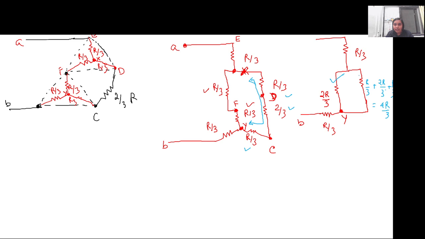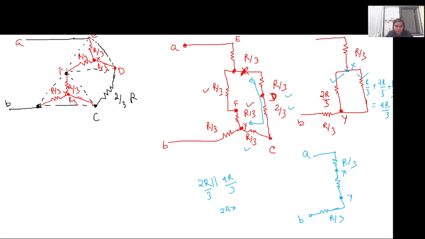Now this branch and this branch are in parallel. So the equivalent resistance will be R by 3. Now these two parallel branches and the remaining R by 3, so this is X point, this is B and A. Now this equivalent resistance will be 2R by 3 parallel with 4R by 3.